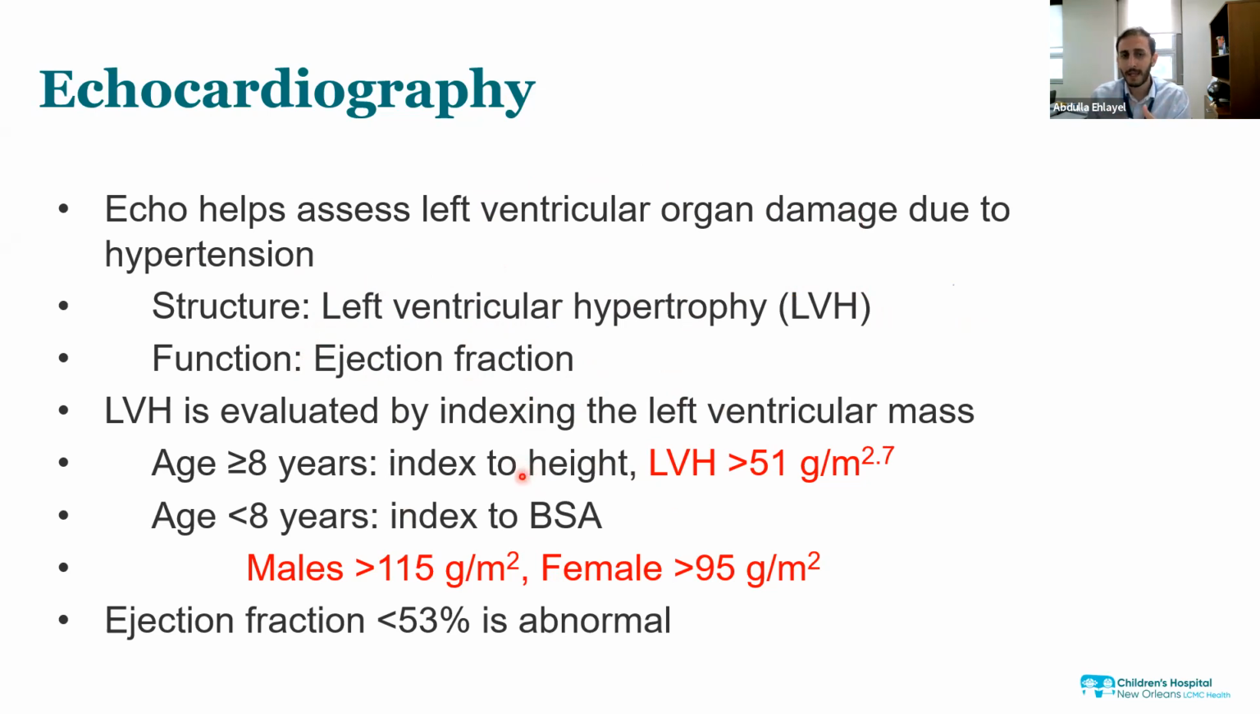Again, if you're not typically managing these patients, you don't have to memorize this, but I want you to be aware that there are normal numbers that we use to determine if the patient has LVH or not. If the ejection fraction is less than 53, we consider that abnormal. An echo has another benefit: if you suspect coarctation of the aorta, it helps to have the echocardiography.